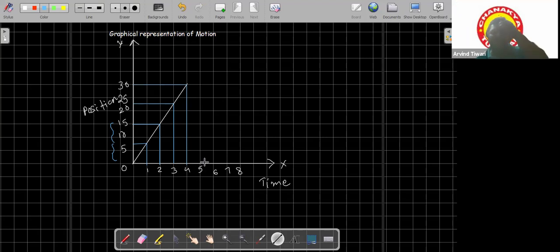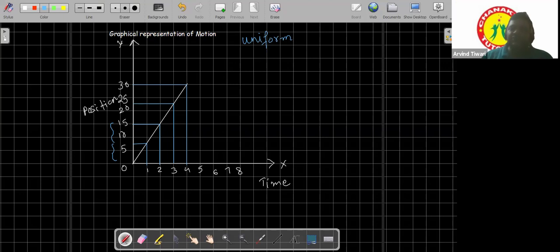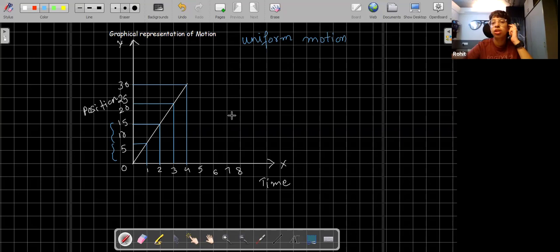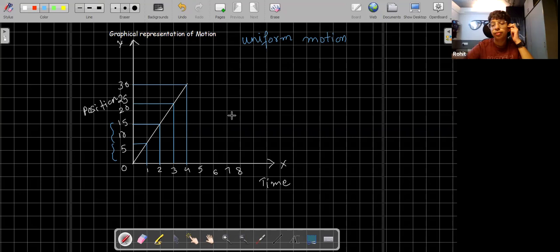a straight line in a position-time graph which is inclined to the x-axis represents motion in a straight line, and here it represents uniform motion. Can anyone recall the definition of uniform motion? When an object moves in a straight line with constant speed. So when an object moves in a straight line with equal distances in equal intervals of time, this is the definition.